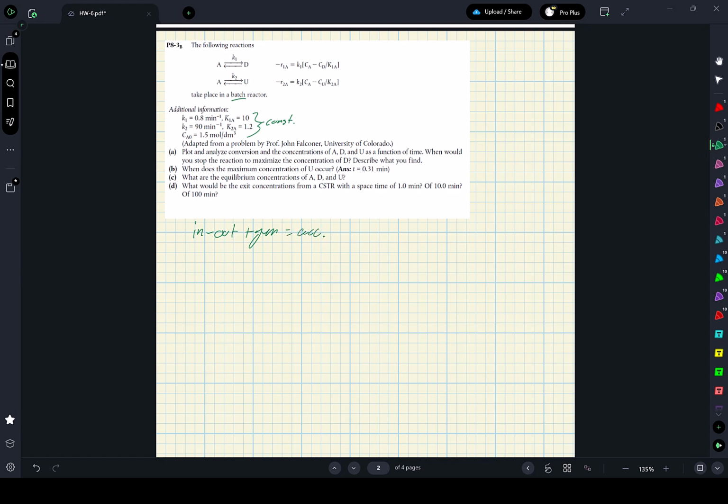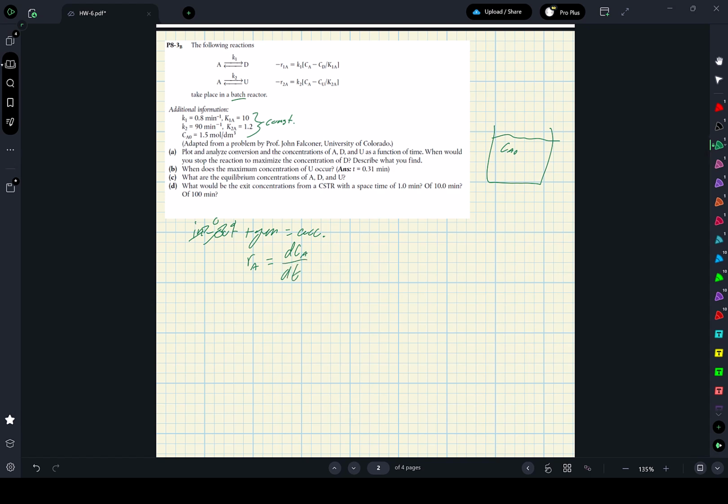So if we have a batch reactor, there's initially just C naught, and then over time we're going to have U and D. So we just have a batch reactor, which means that we're not having anything in or out. So these are both going to go to 0. So we'll just have a generation term. In this case, it's going to be the rate of A, being generated or consumed, equal to the accumulation of A as a function of time. So it's dCA/dt.